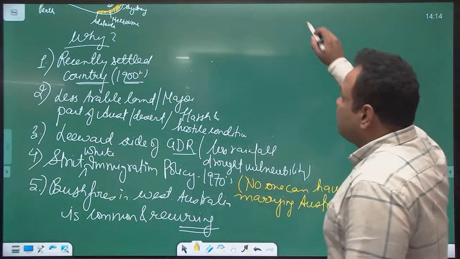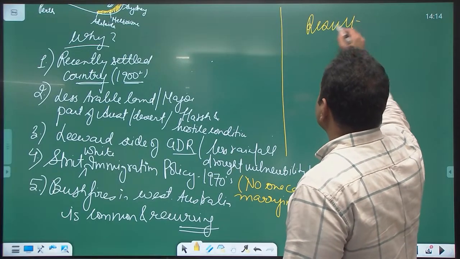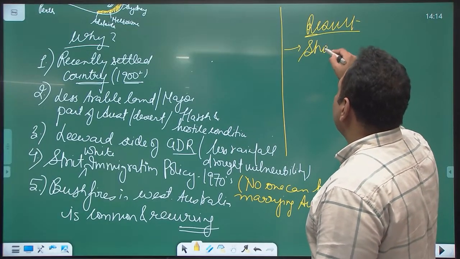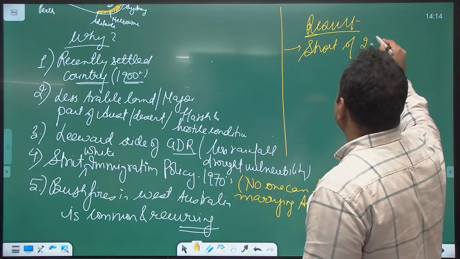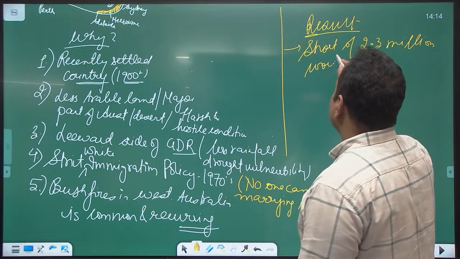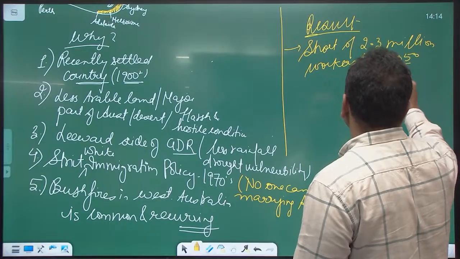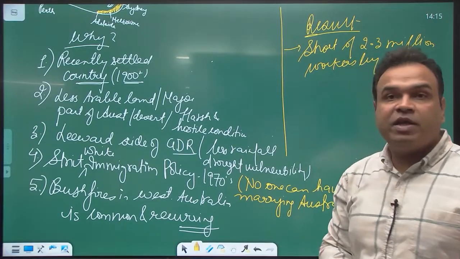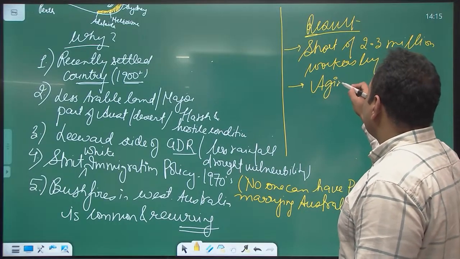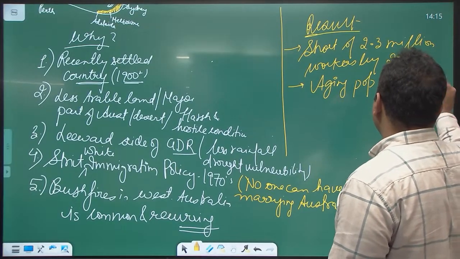Now what are its results or repercussions? First is that Australia will be short of 2.3 million workers by 2050. ठीक है, this is data from the Australian government website. Another is aging population and increasing healthcare cost.